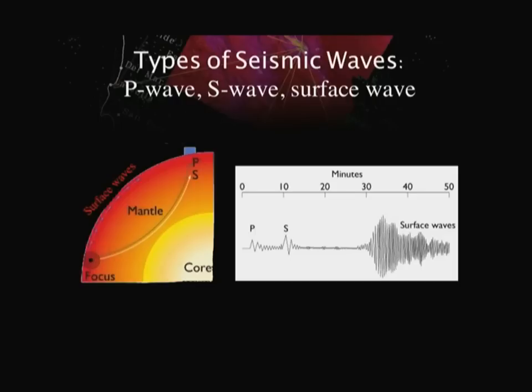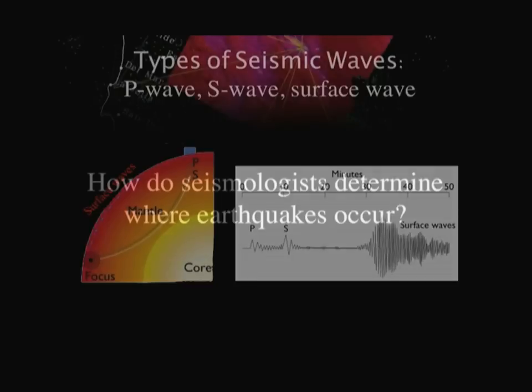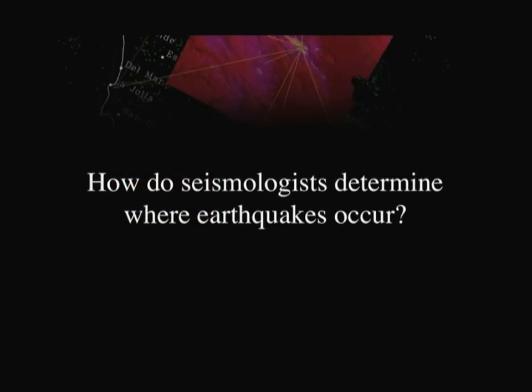You can actually see it from the seismogram. So here's your P wave, smaller amplitude, the S wave a little bit bigger, and the surface waves are the larger amplitudes. So those are the ones that are going to cause the most damage. How do seismologists determine where an earthquake occurs? Well, if they're shaking right now, immediately, we probably know it's relatively close. But if it's not close, what do we do?